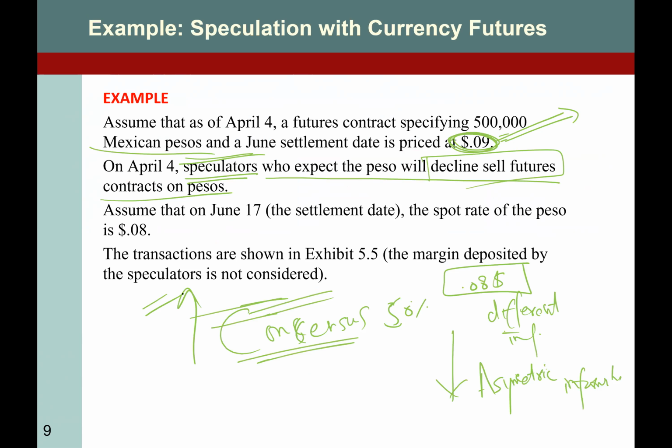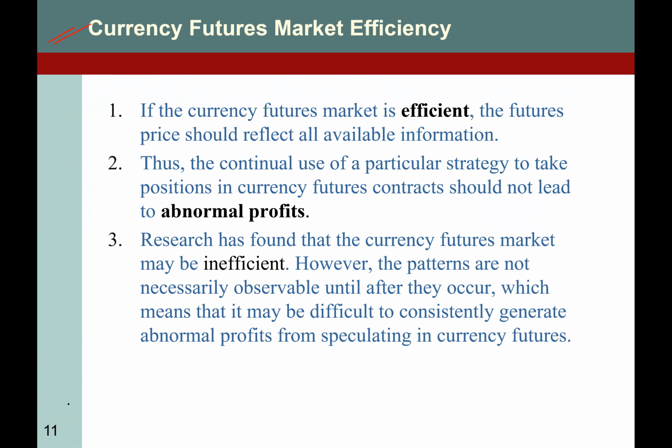If fully efficient, then everyone has the same information. We call it symmetrical information. Everybody has the same information, right? And now let's talk about what is efficiency.